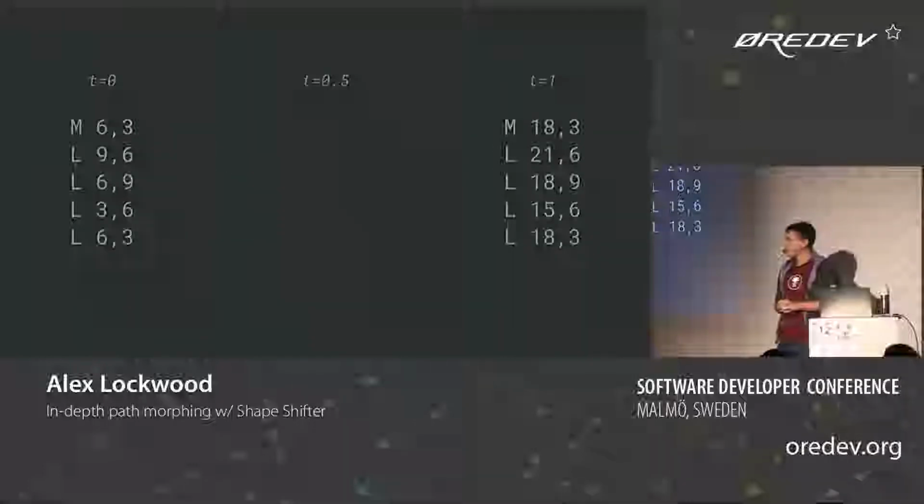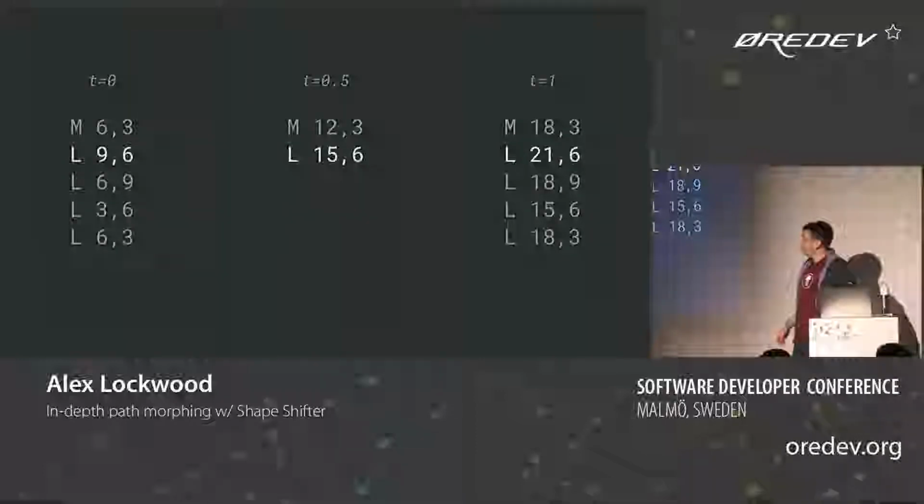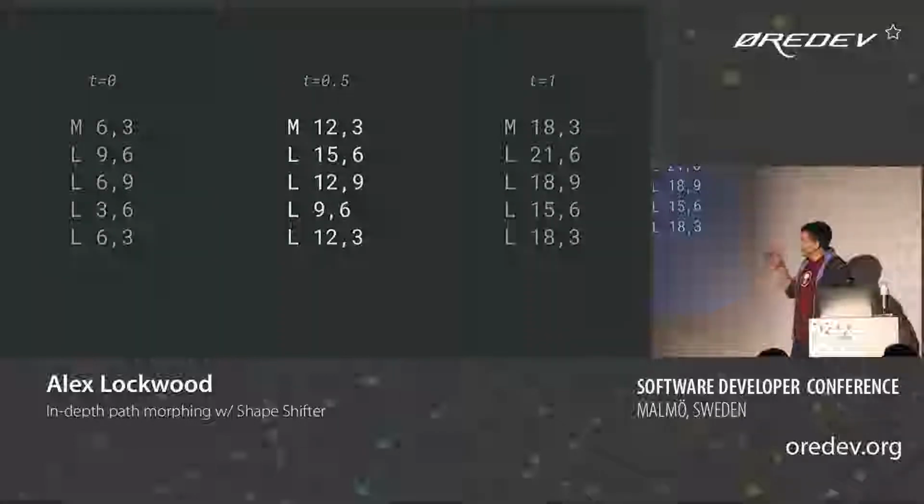To think about it, what you can do is line them up vertically and go through each pair of commands and ask what's halfway between these two points. As you do it, you ask what is halfway between 9.6 and 21.6? You get 15.6, and you just go through line by line, and you end up with this middle-looking string that would be used to render the animation at t equals 0.5.